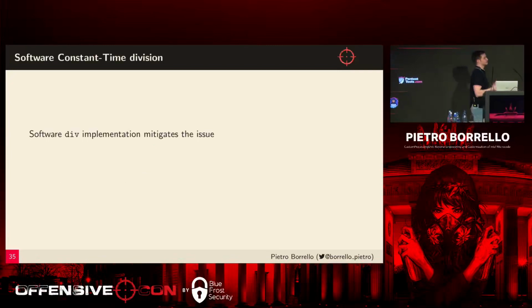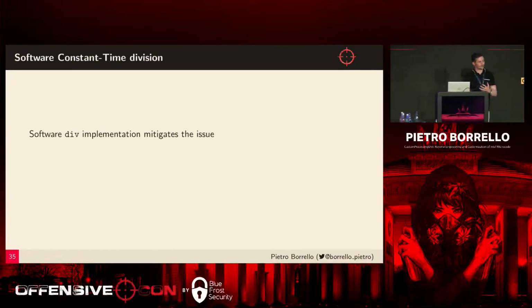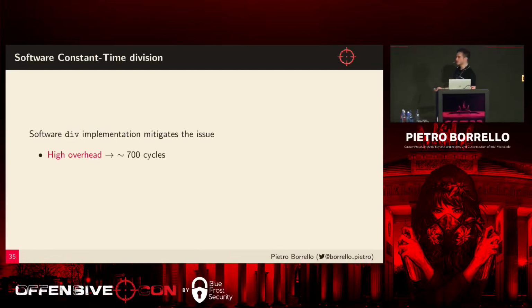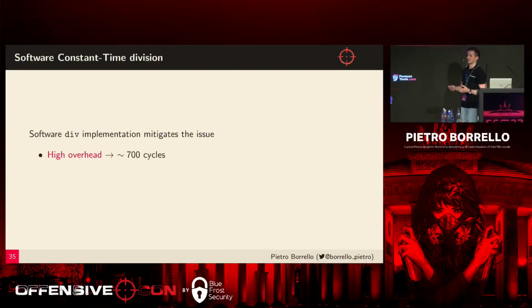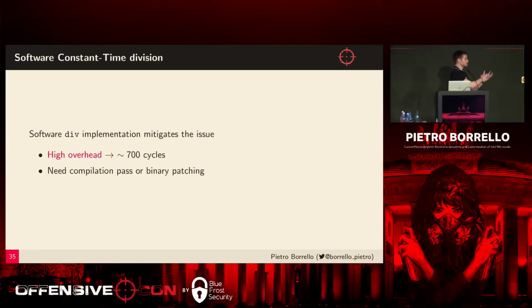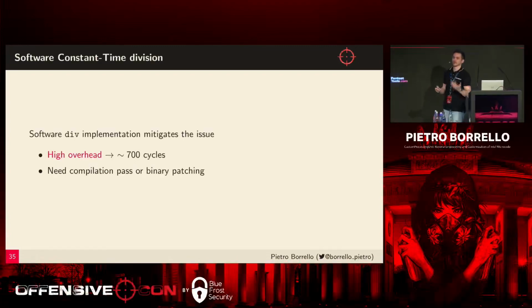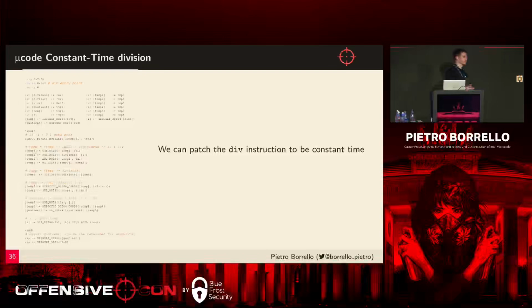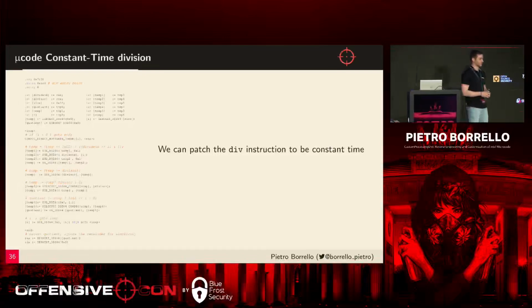Now, there exist a few implementations for this. There are software wrappers that implement the division operation in a constant time way. However, these have a huge overhead, bringing this to 700 cycles. Most importantly, they need a compilation pass to transform the division operation into calls to that software routine, or binary patching if you're not able to recompile your binary. So maybe you already guessed what we are going to do. We can patch the division instruction to be constant time at the microcode level.